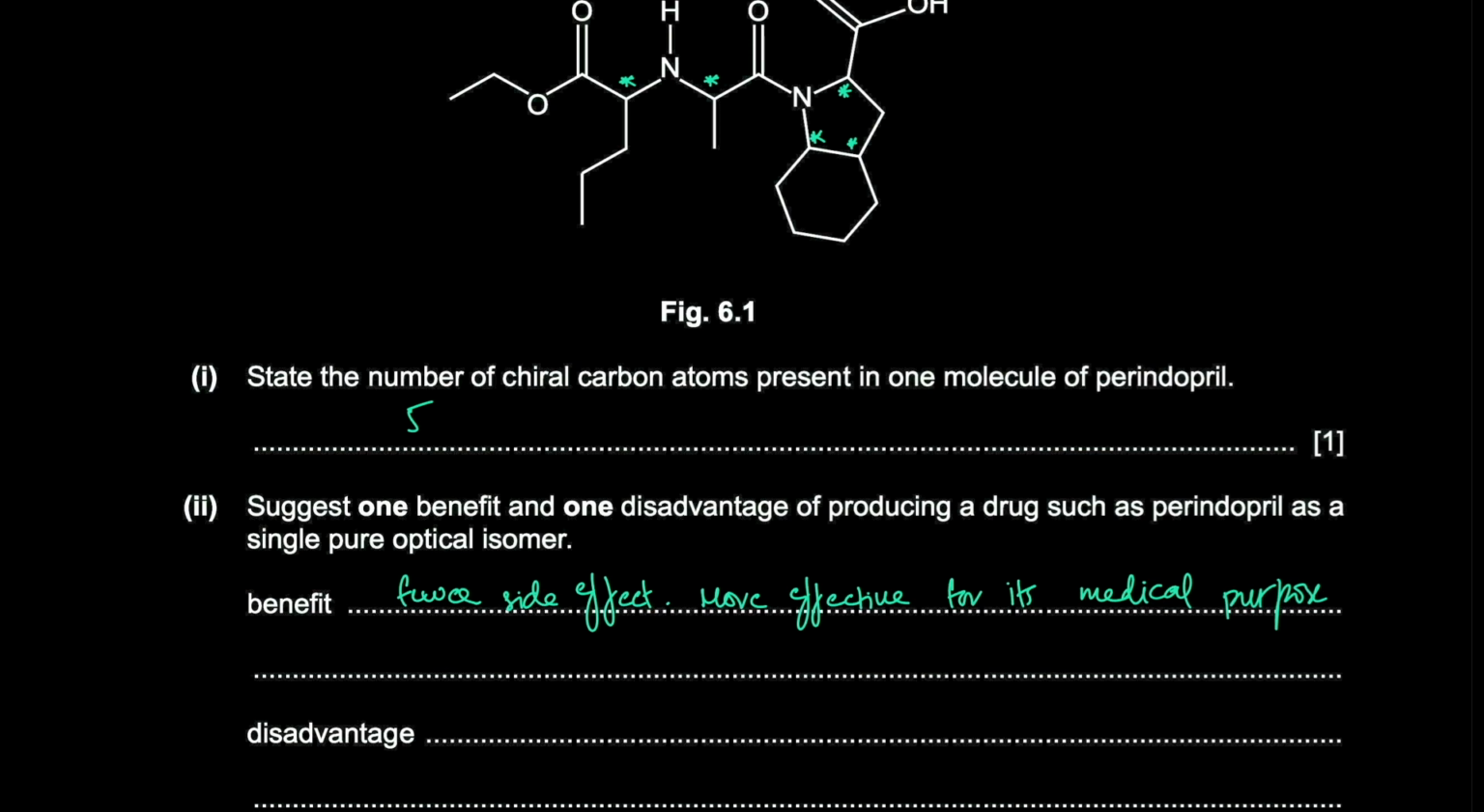The disadvantage, of course, is that if you want to produce a single pure optical isomer, let's say you have a mixture of optical isomers, separation is needed. So the disadvantage is that the desired isomer needs to be separated, which can obviously be time consuming and costly. This is a basic general knowledge type of question. It can be costly or time consuming.